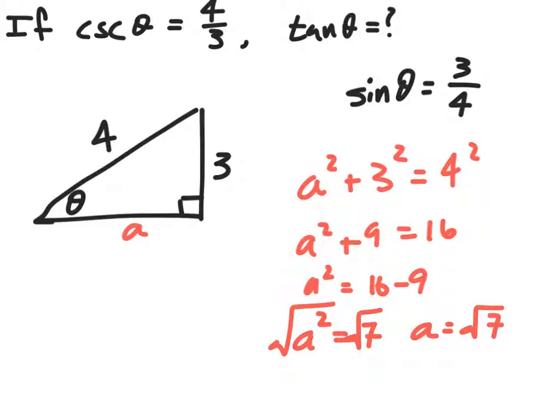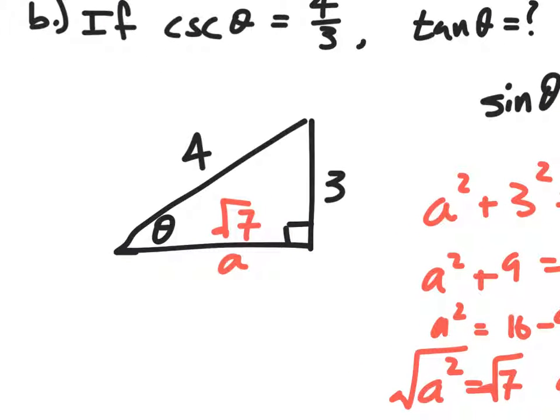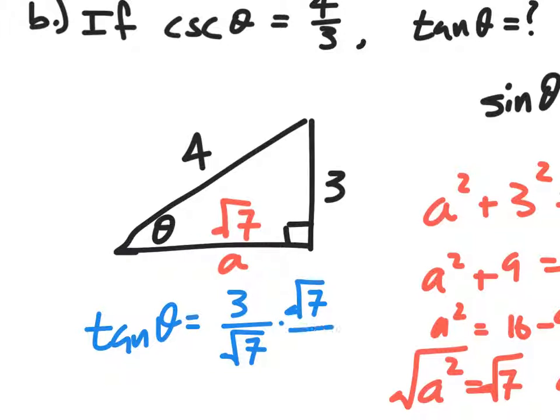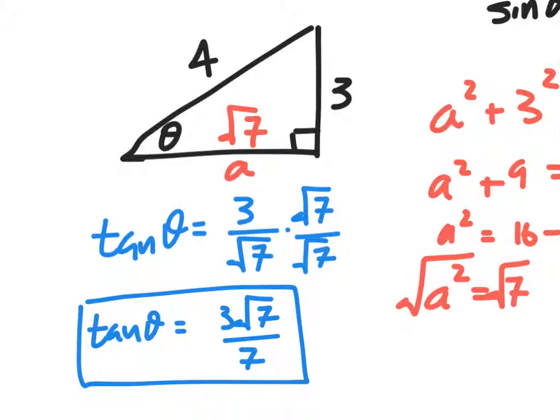So if that length here is the square root of 7, then remember what I'm trying to find. I'm trying to find tangent of theta. Tangent of theta is just opposite over adjacent. So tangent of theta, in this case, would be 3 divided by the square root of 7. However, we don't like to have square roots in our denominator. So I would multiply the top and bottom by the square root of 7. And that would give me tangent of theta is equal to 3 square root of 7 over 7. And that would be the value that I would want. So kind of tricky.